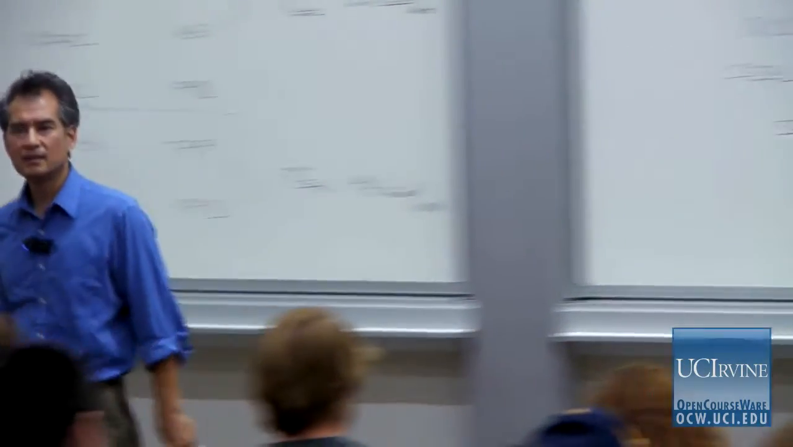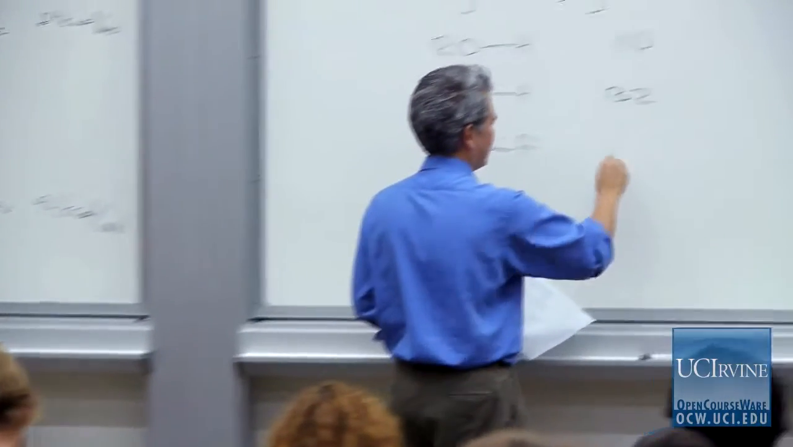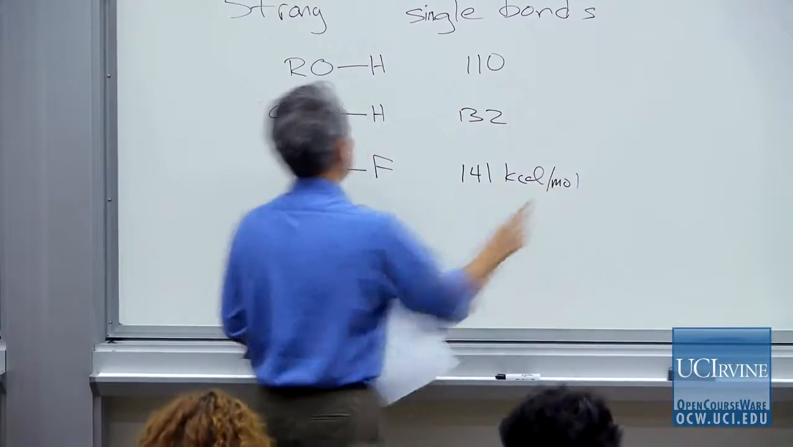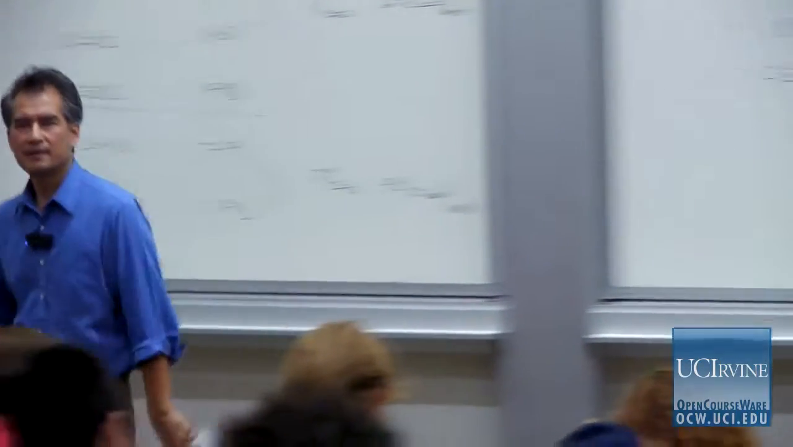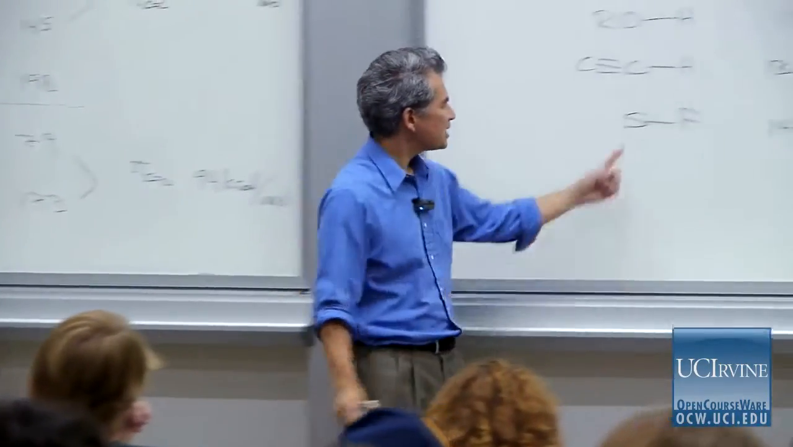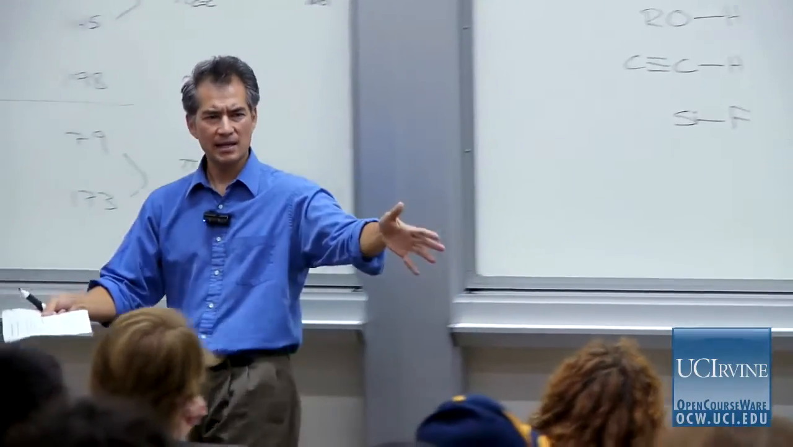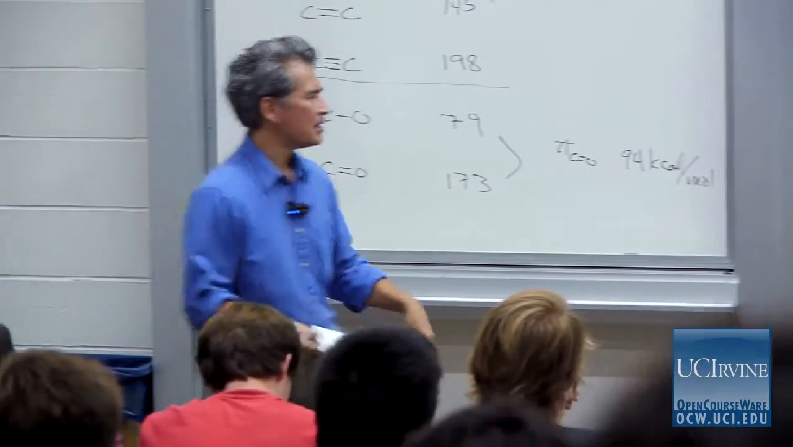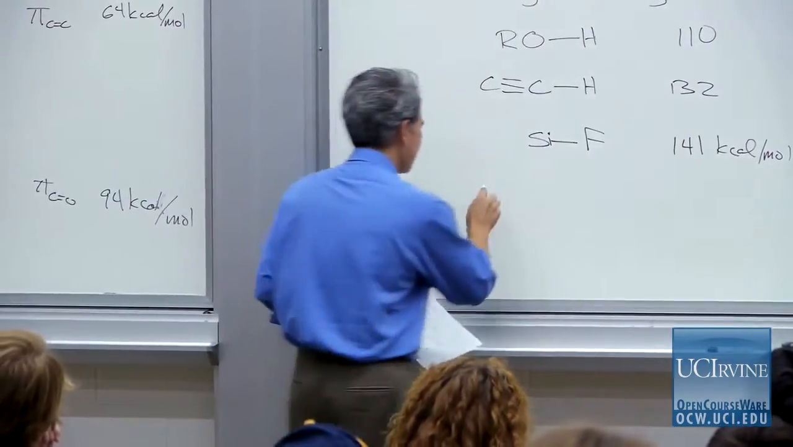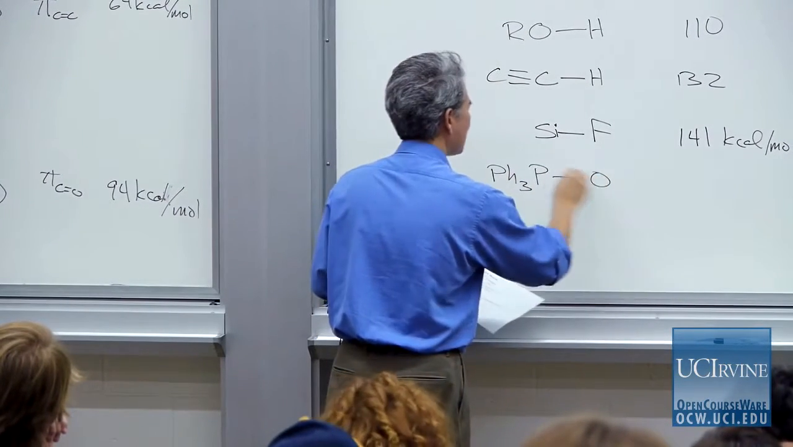Silicon fluorine. Oh my God. Crazy stability here. 141 kcals per mole for the stability of a silicon fluorine bond. This is why you use tetrabutylammonium fluoride to deprotect silyl ethers, because you get this huge thermodynamic driving force. You also get kinetic speed associated with that process, but it's hugely thermodynamically driven to form silicon fluorine bonds. And then the last common example of a super stable bond, and I'm not even sure how to draw this.